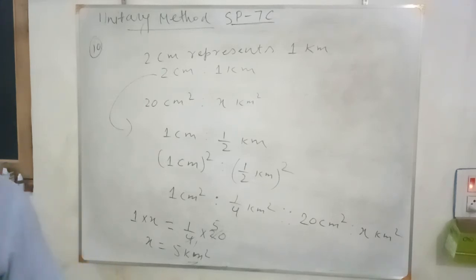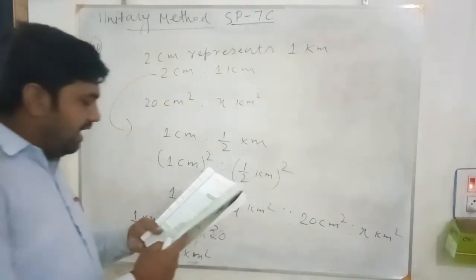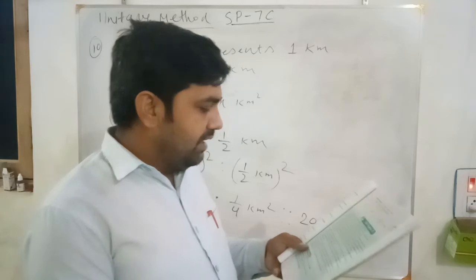7C, question number 10: 5 square kilometer. Yes, correct, 5 square kilometer. So like this we solve. Now we move to the next question. Question number 11, I am leaving as homework for you. You can do it. Question number 12.